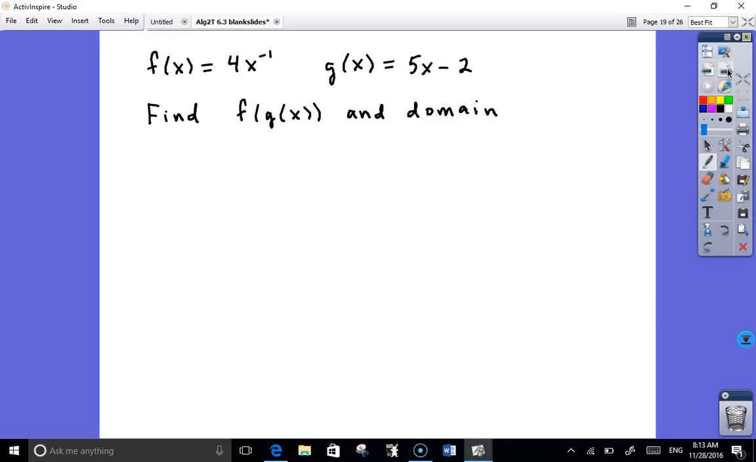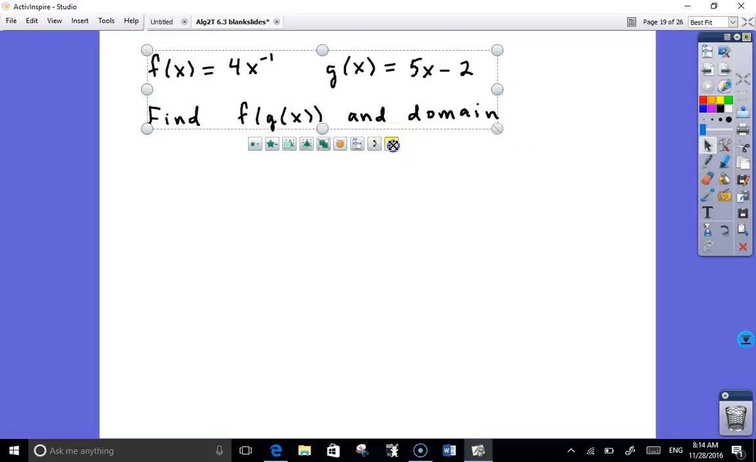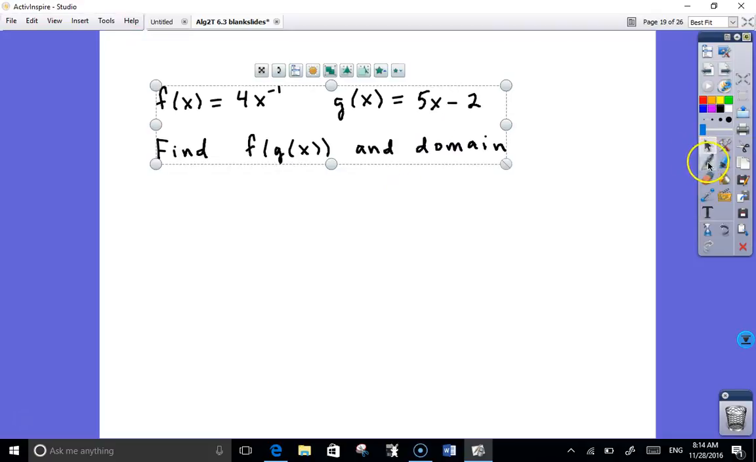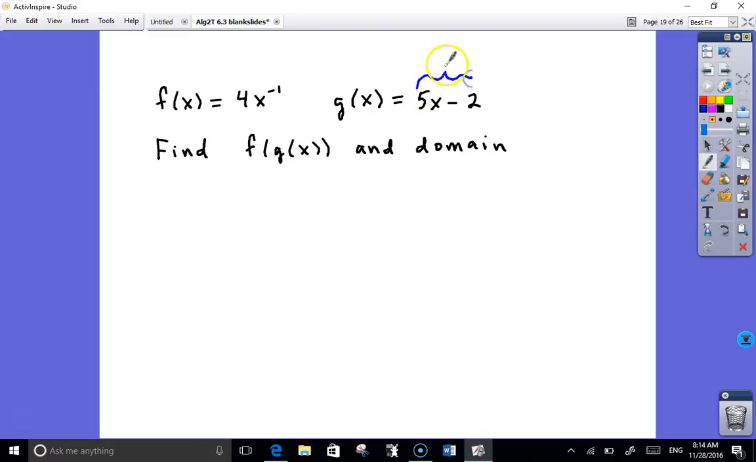Right? So now it doesn't say find f of g of a number. They're saying find f of g of x. So we're actually going to have to put one function inside of another function. So let's see, the inner function in this case is the g of x. Let me scoot this down so we can see it. Since g of x is the inner function, I've got to take this right here and put it in the place of x here.